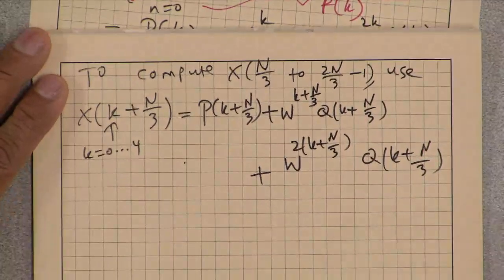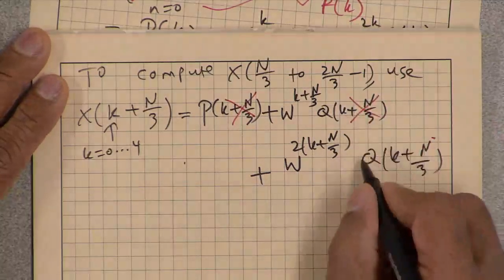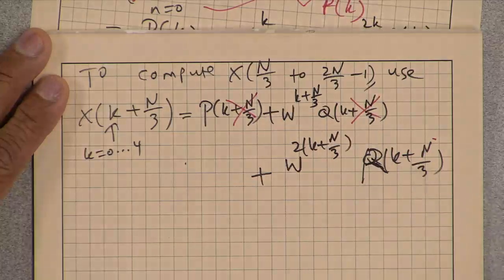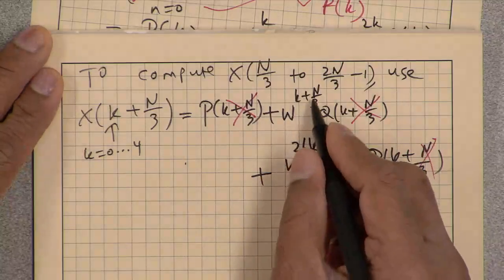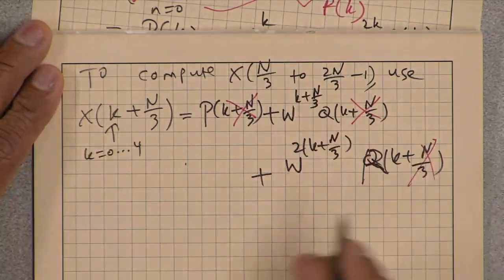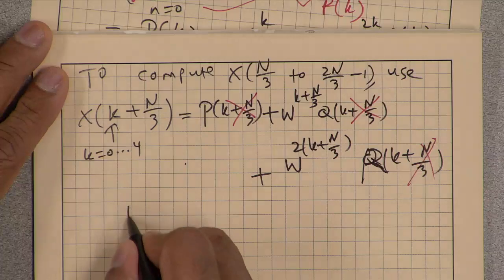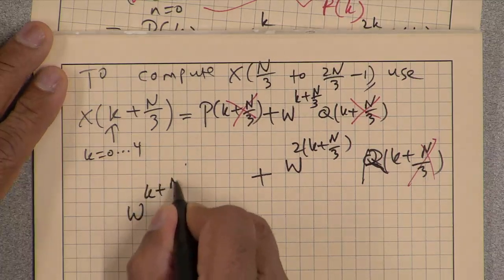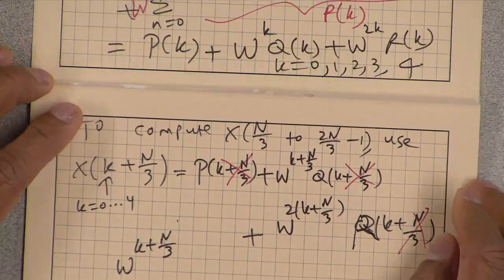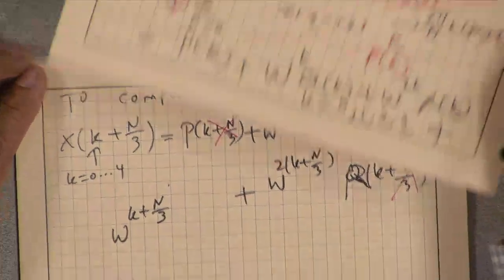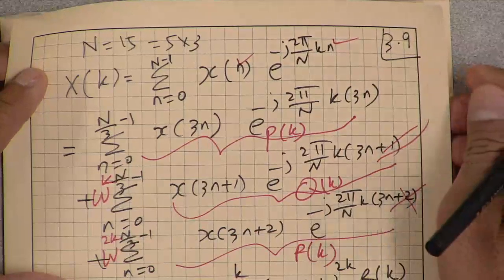Okay, so these things don't really matter. This is the same as Pk, Qk, this is Rk, the same as at k plus N by 3. But let's take a quick look at these quantities here. W to the power k plus N by 3.